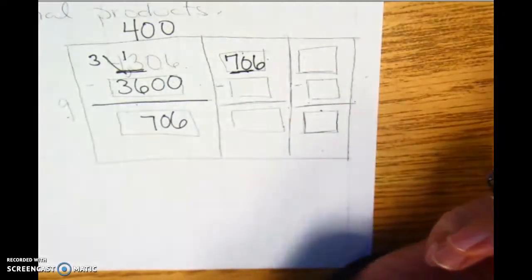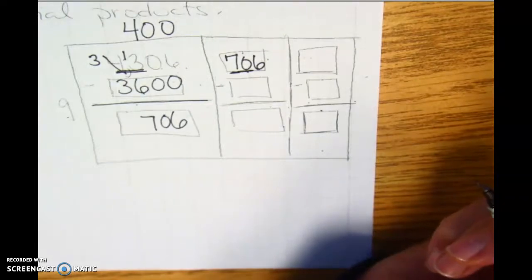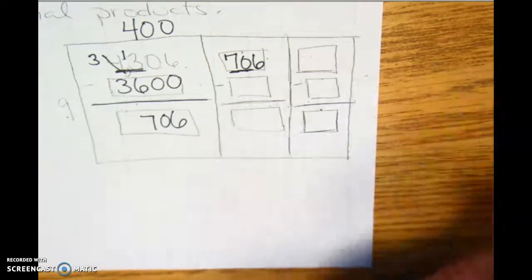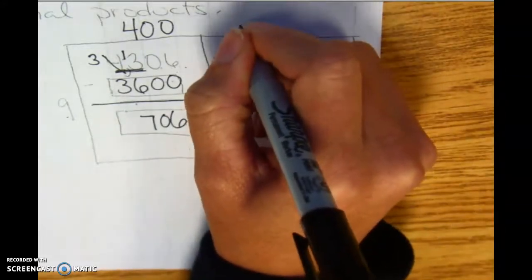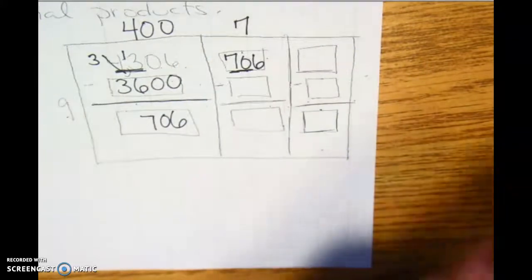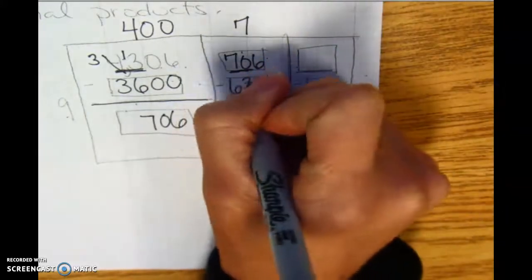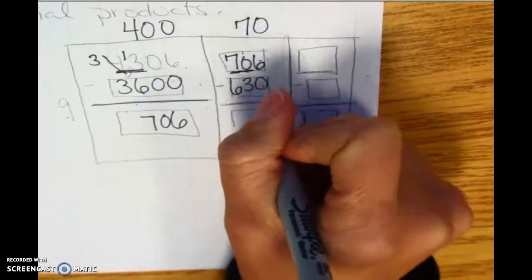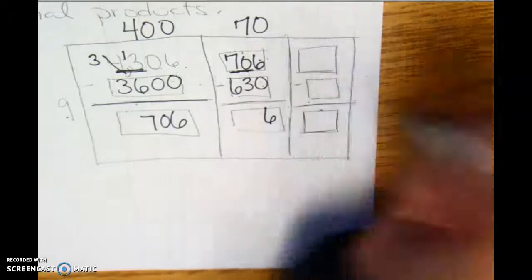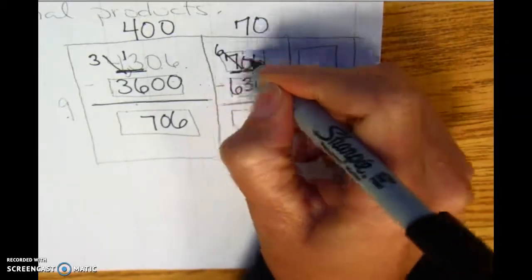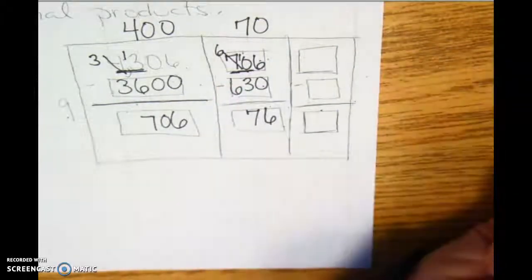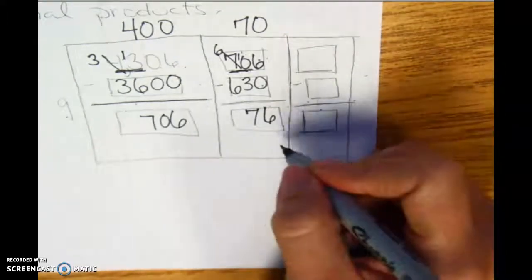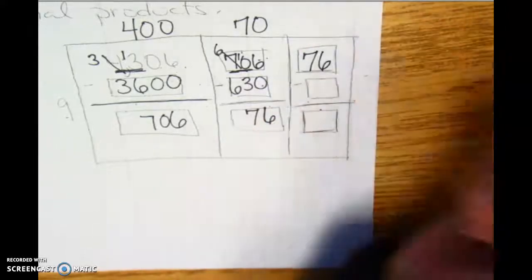Can 9 go into 70? Well, 9 times 7 is 63. 9 times 8 is 72, so that would be too high. So I'm going to put my 7 up there. 9 times 7 is 63. Add my 0. Add my 0. 6 minus 0 is 6. I can't take 3 away from 0, so I need to regroup, make that a 6. 10 minus 3 is 7. 6 minus 6 is 0. I'm going to take the 76 and rewrite it up top.